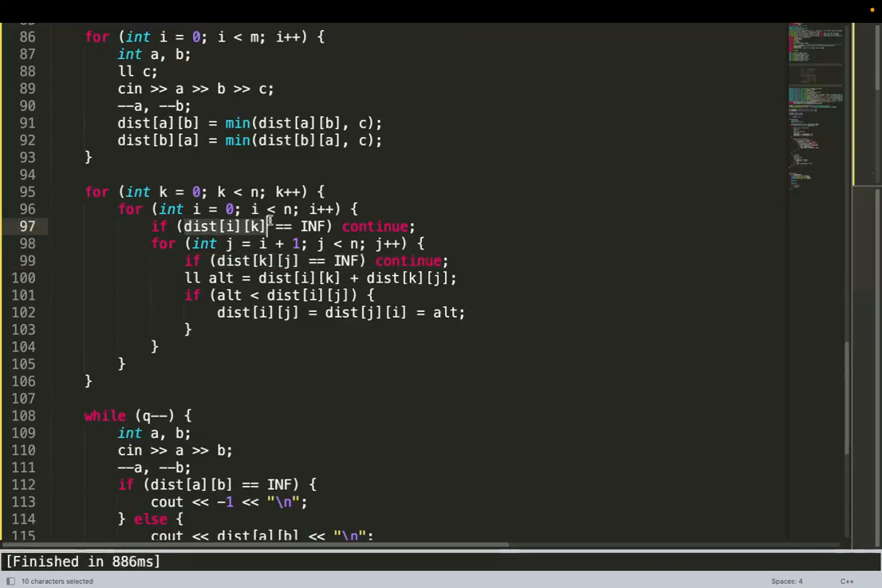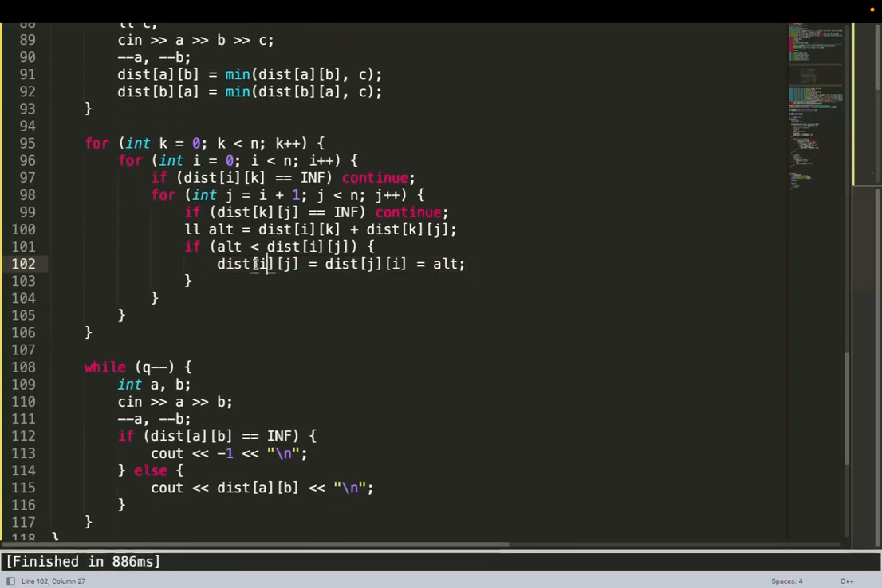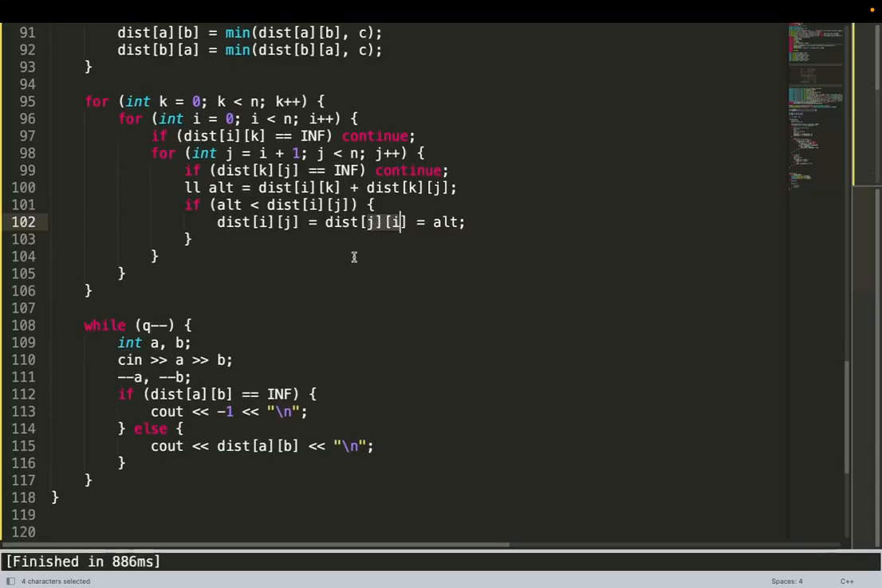Otherwise, if the path from i to k exists and from k to j also exists, let's calculate the distance. The distance will be i to k plus k to j. This is the distance to traverse from node i to node j via the intermediate node k. And if this value is less than whatever already computed value we have in distance[i][j], we update it. We are updating i to j as well as j to i, because we know that it is bidirectional.